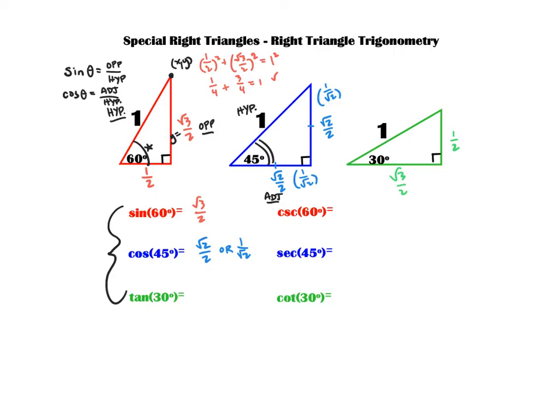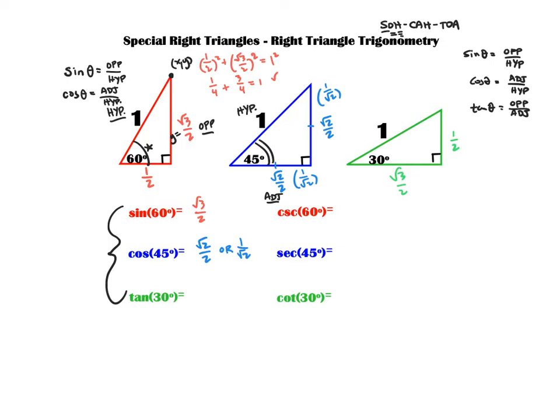Okay, tangent. You know what, I'll rewrite. Sine of theta is opposite over hypotenuse. Cosine theta, adjacent over hypotenuse. And tangent theta is opposite over adjacent. You may remember SOH CAH TOA, right? Sine, opposite, hypotenuse, etc.